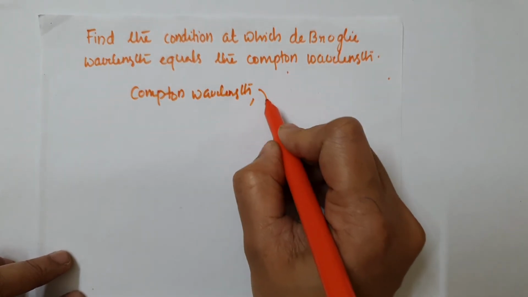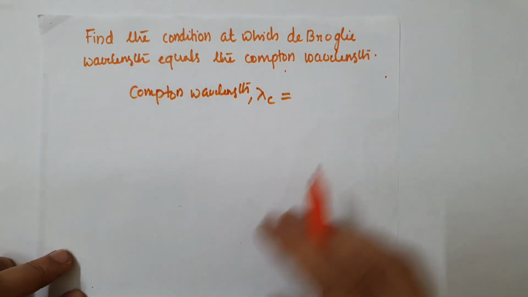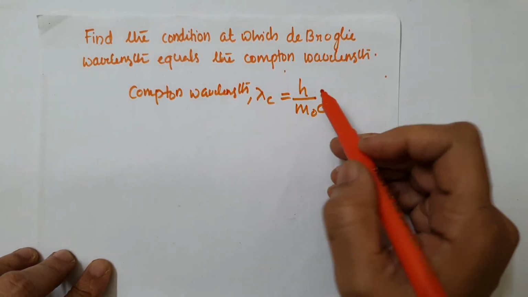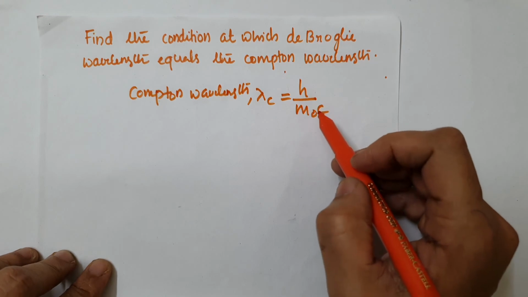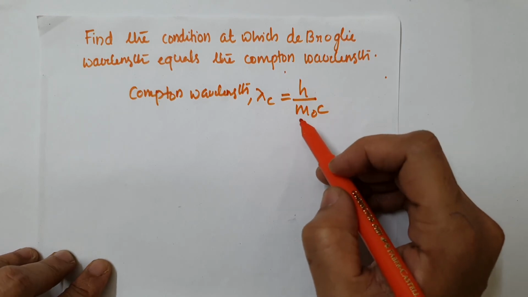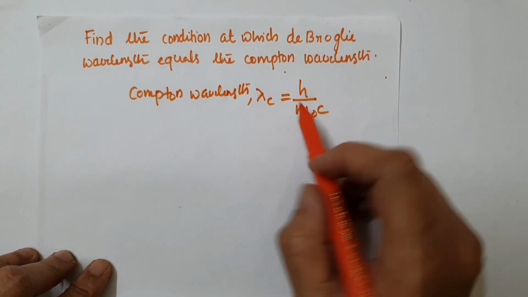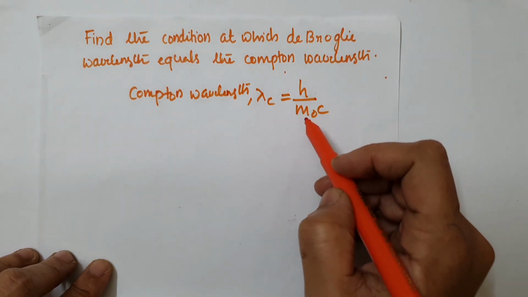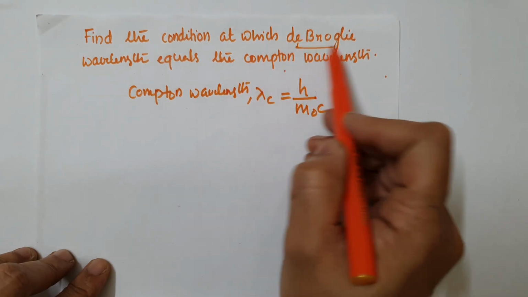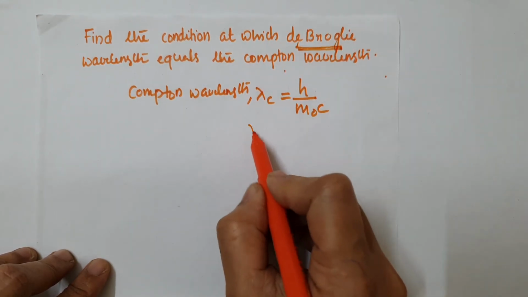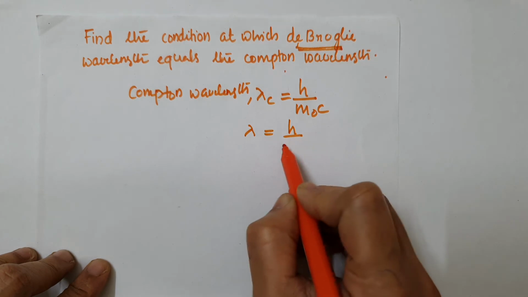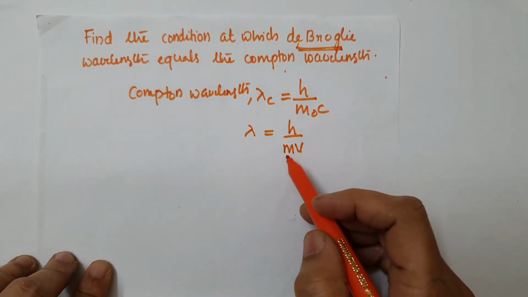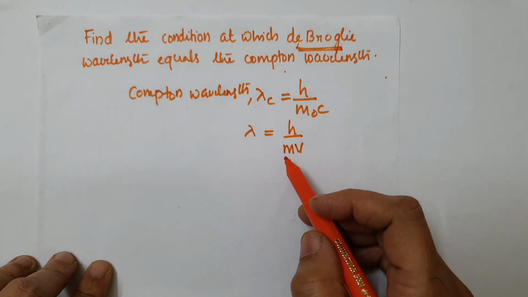is denoted as lambda c. We have studied it as h by m0c, where h is Planck's constant, c is the velocity of light, and m0 is the rest mass of the electron. The Compton wavelength lambda c is equal to h by m0c. And the deBroglie wavelength lambda is equal to h by mv, where v is the velocity and m is the mass of the electron.